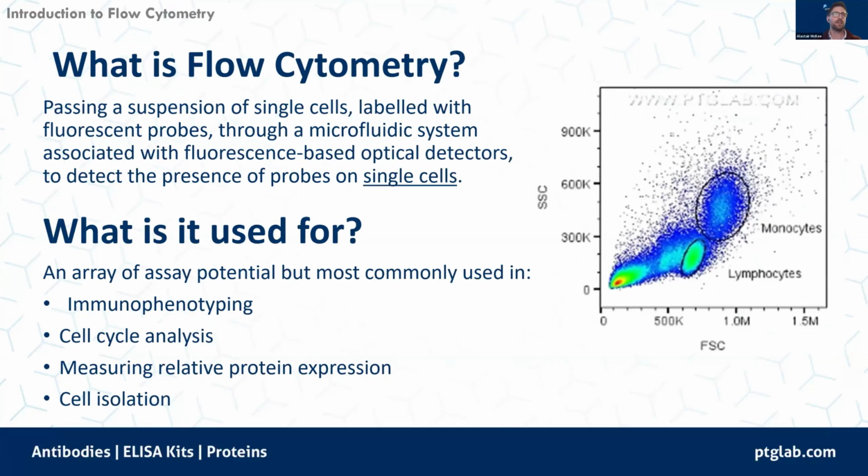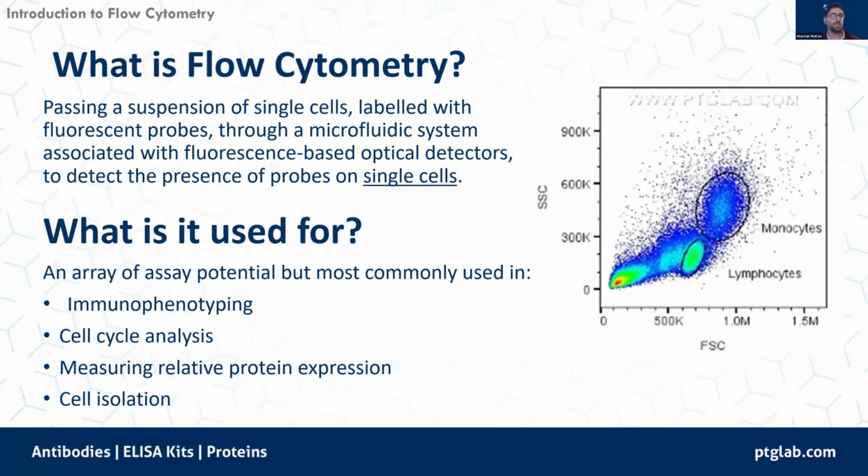So what is flow cytometry? Essentially, you are passing a suspension of single cells, which you've labeled with fluorescent probes. Usually those would be antibodies conjugated to fluorophores. You're passing these through a microfluidic system, which is associated with fluorescence-based optical detectors. So these detectors are detecting the presence of those probes on single cells, and single cells really is the key, because this is what allows us to look at one cell at a time within usually a heterogeneous population of cells.